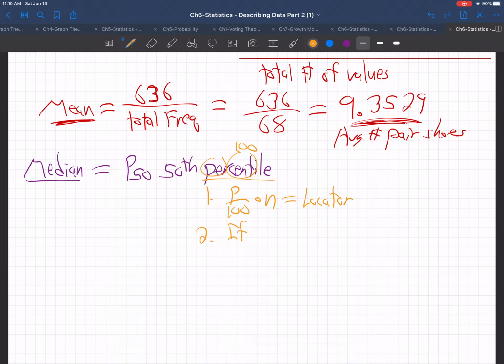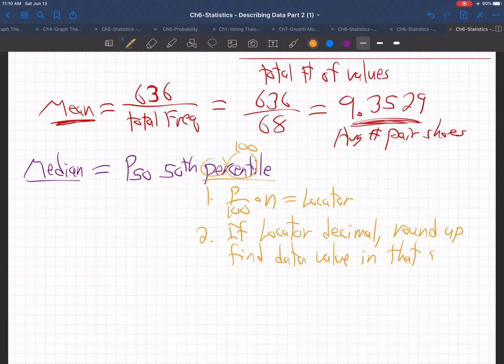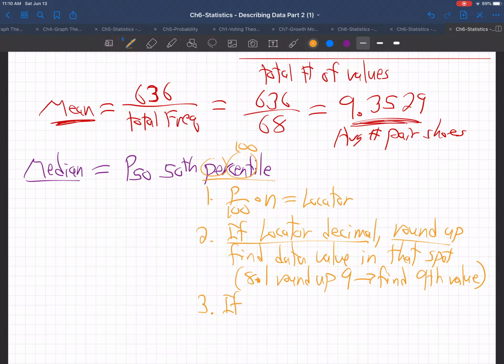So if the locator is a decimal, then you round up and then you find the data value in that spot. So for example, if you have 8.1, round up to 9, and the answer is not 9, the 9 just helps you locate. You then find the 9th value in the list. Okay, so if the locator is a decimal, we round it up and do that.